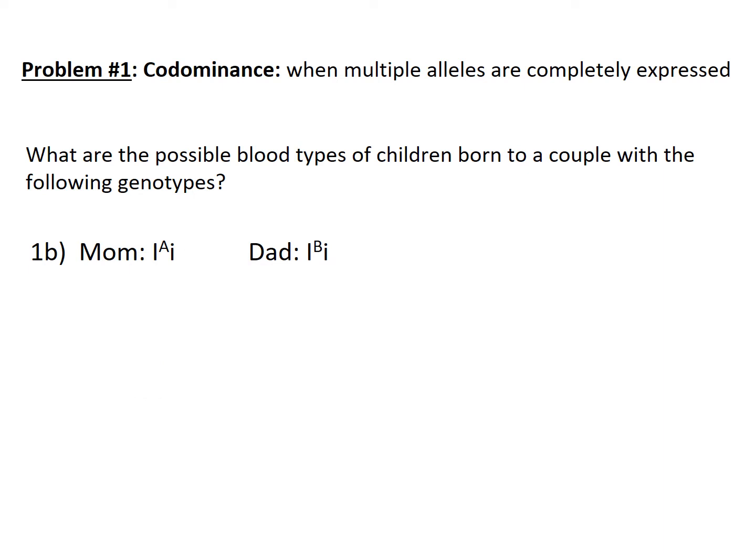Next, consider this scenario where mom is type A still and dad is still type B, but now the parents, instead of being homozygous dominant, are heterozygotes. So you see that mom has a dominant A version of this gene as well as a recessive little i. Similarly, dad inherited from one of his parents a dominant B version of the gene, and from his other parent he inherited the recessive little i version.